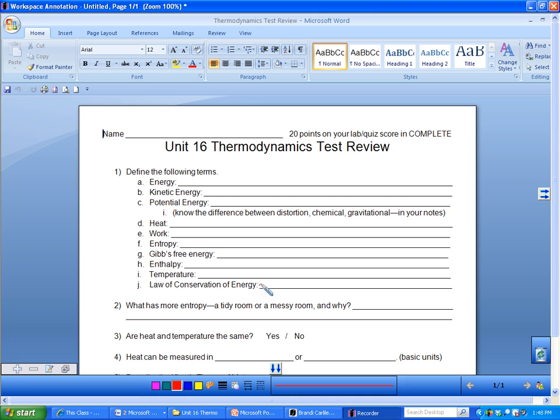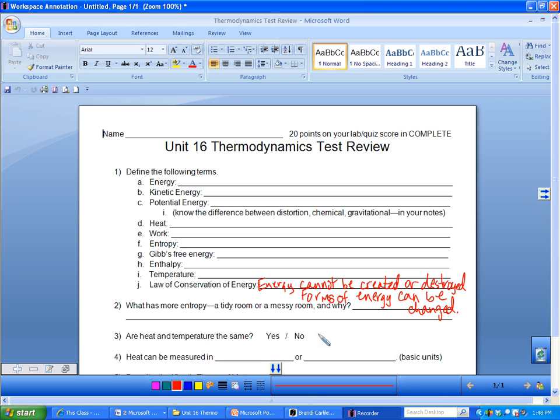Law of conservation of energy, we've known this and heard it millions of times probably. Energy cannot be created or destroyed. We can change forms of energy. The forms of energy can be changed. But the total amount of energy present has to be accounted for. It has to remain constant.